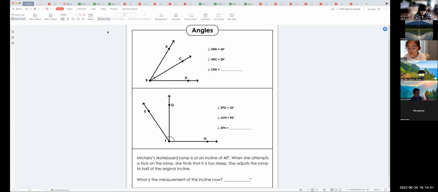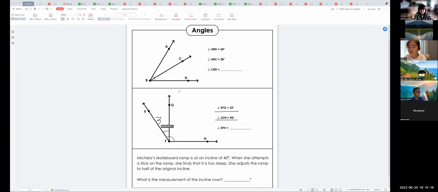So we all know that GFH is 90 and EFG is 33. So this one, GFH here, is 90. Cotton, do you mind being a little bit slower? And when we're talking about the 90 degrees, we said it's a symbol. Yeah, I know, I'm getting to that part. Next time let me finish, then you comment.